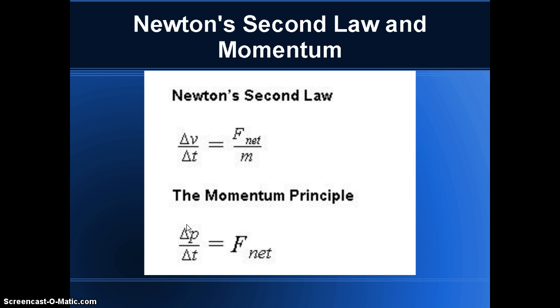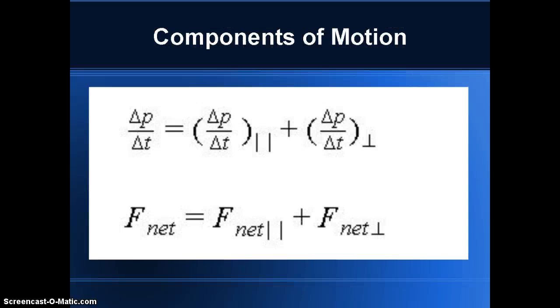What will we need to find the mass of the black hole? Well, the first thing we're going to do is go over Newton's second law and the momentum principle. As you can remember, Newton's second law is the change in velocity over the change in time is equal to the net force divided by the mass. And the momentum principle is the change in momentum over the change in time is equal to the net force. We will also need to talk about the components of motion.